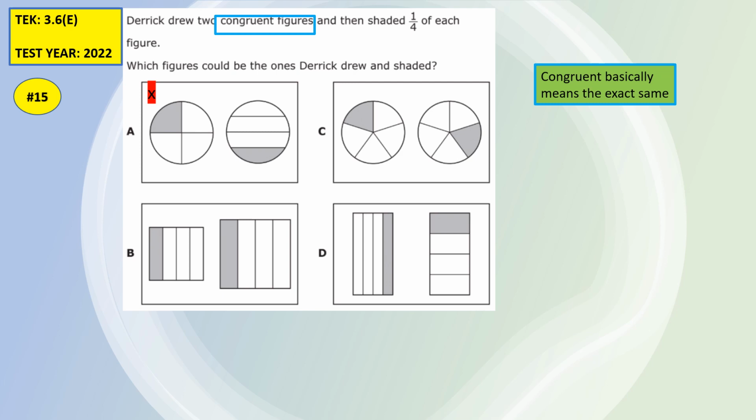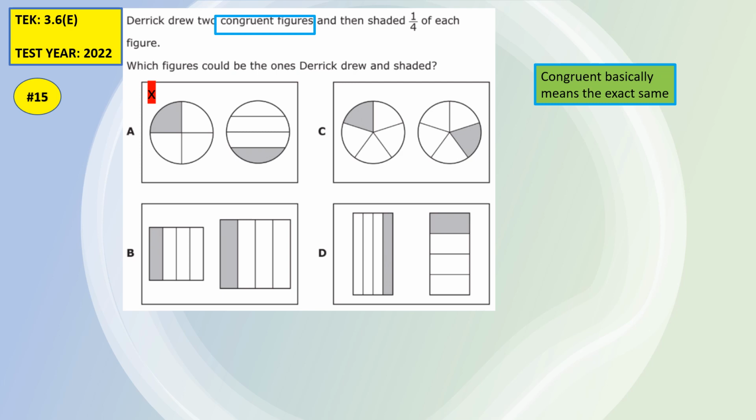It cannot be A. Look at A. Two circles, same shape, same size. No, they're not divided the same, but the problem with A is the circle on the right is not divided into equal parts. For it to represent a true fraction, it has to be divided into equal parts. One of the circles is, the other one is not. So it cannot be A.